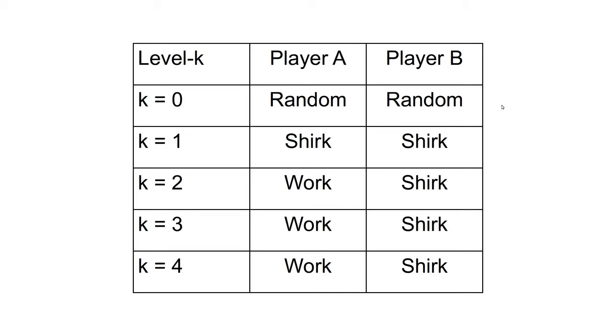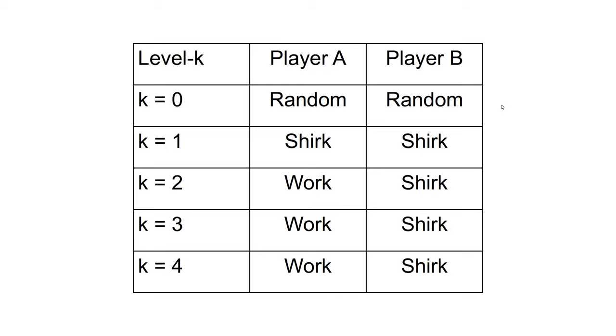What if each player is level two? Player A calculates their best response to a level one player B. A level one player B always plays shirk. Player A's best response to shirk is to work. The level two player A works. Although we know a level two player B will shirk, as shirk is their dominant strategy, we can show this by considering their best response to a level one player A. A level one player A always plays shirk. Player B's best response to shirk is to shirk. The level two player B shirks.